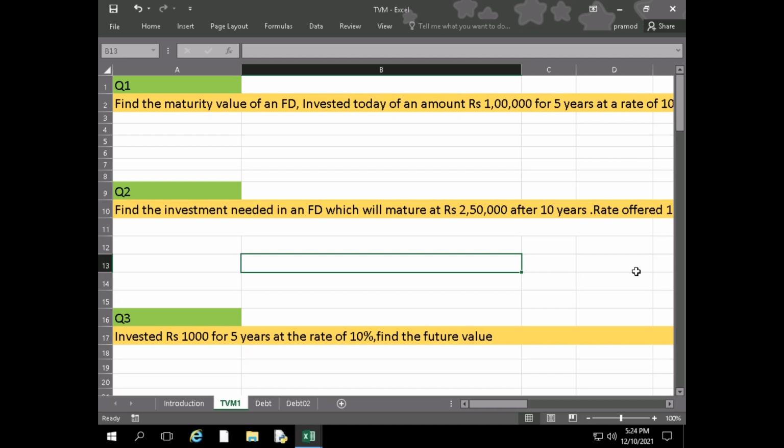Okay, so then we can leave it just like that, sir, even if it is a negative figure? You can leave it if it is a cash flow out. Cash flow out. Okay.